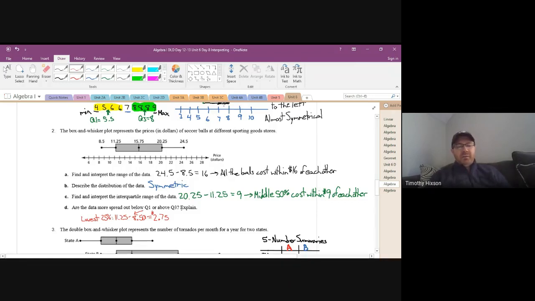Now above Q3, this is the highest 25%. So we're talking about a range going from 20.25 to 24.50. All right, so 24.50 minus $20.25, we have a range of $4.25. Let me fix that.